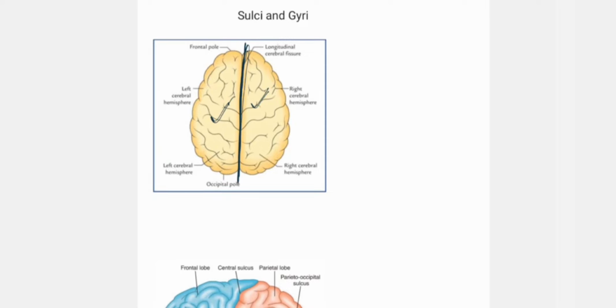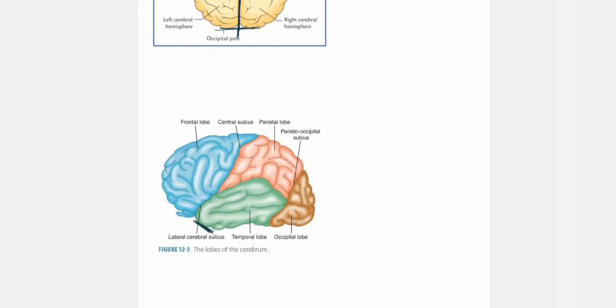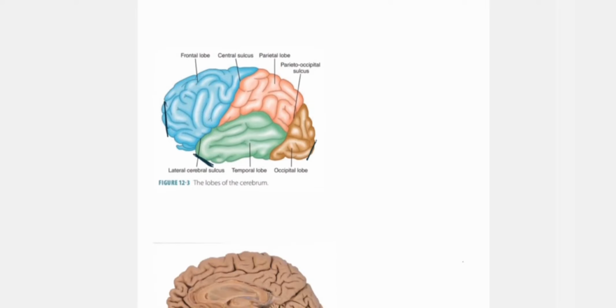This cerebrum has mainly three poles. This is the frontal pole, this one is the occipital pole, and this portion is the temporal pole, that is frontal, occipital and temporal pole. And these are the different lobes of the cerebrum: this is the frontal lobe, this is the parietal lobe, this is the occipital and this is the temporal lobe.